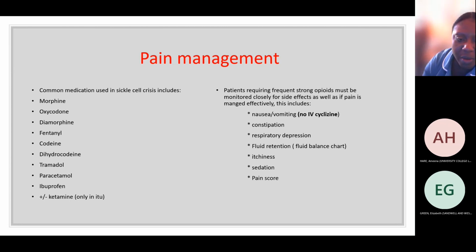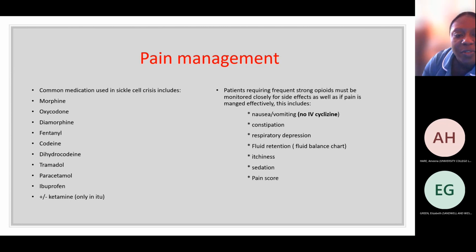Fluid retention as well. Some of the side effects of these strong opiates, such as morphine, oxycodone and diamorphine, is that they can cause fluid retention. This is where the patient hasn't passed urine for maybe the past 4 to 6 hours. Then we have to do a bladder scan, and we've found some patients retaining about 800 milliliters. This person needs to be catheterized, because the buildup of fluid can cause toxicity, which is also harmful for the patient.